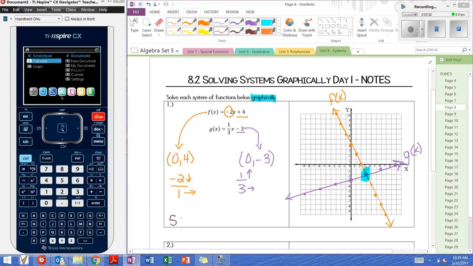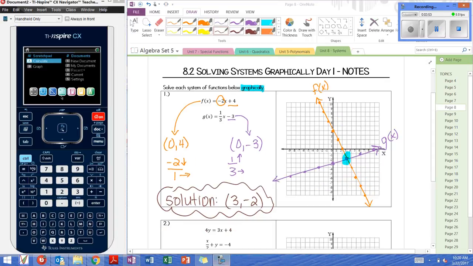The solution, which is obviously the most important part to this question because it's the answer, is the point (3, -2). And I'll put that in a bubble just so we can show the reader how important it is.